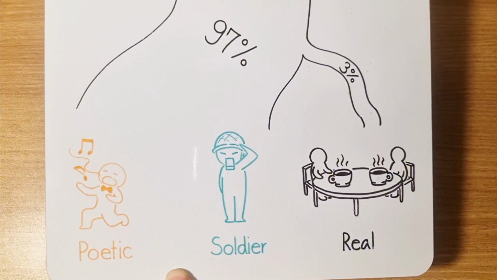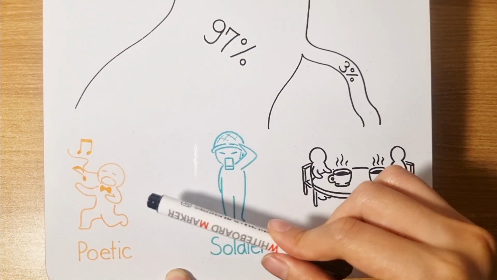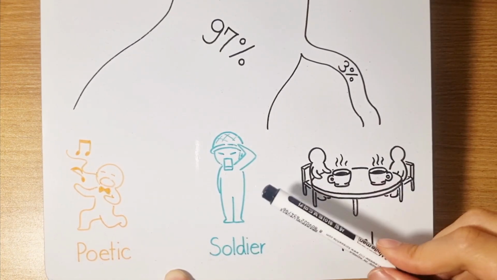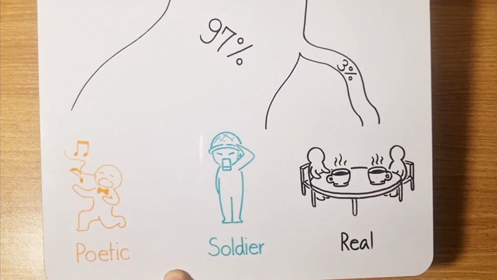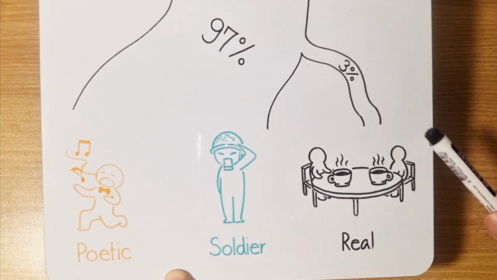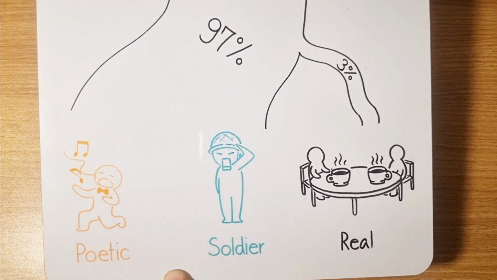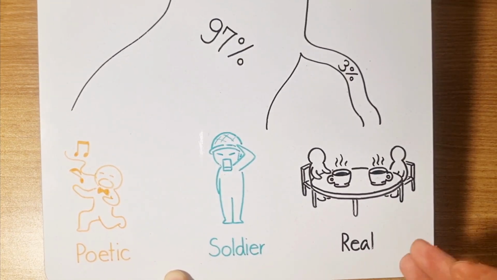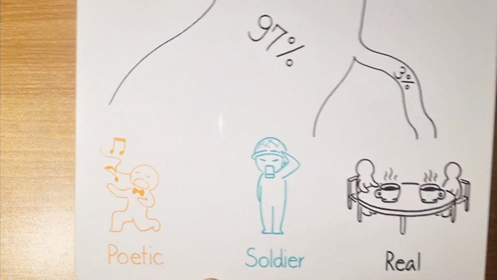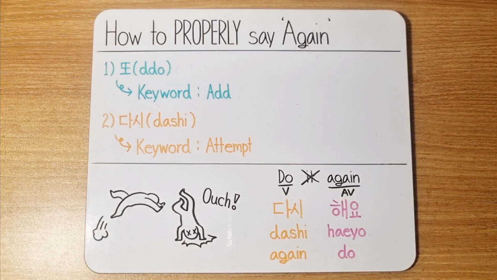So, of course, we will not be talking about the poetic version of vocabulary, phrases, and grammar, and we will not be talking about the soldier type version of vocabulary, phrases, or grammar. We're only going to be talking about words, phrases, and grammar that you can actually use in real spoken colloquial Korean. So if that is the case, then you will have by and large two versions of again that you can actually use in real-life colloquial conversations.